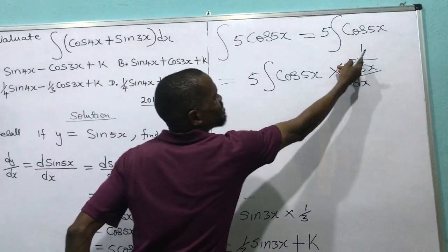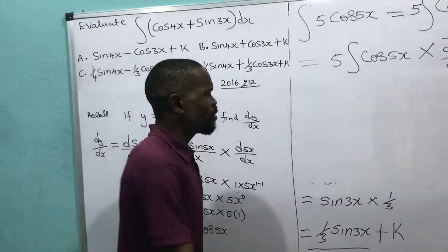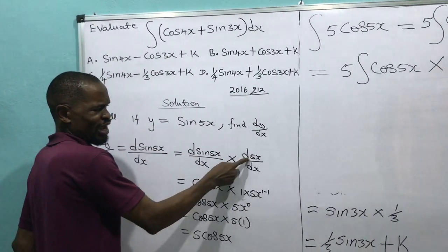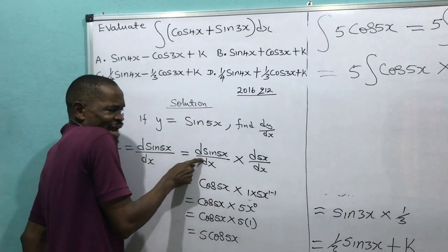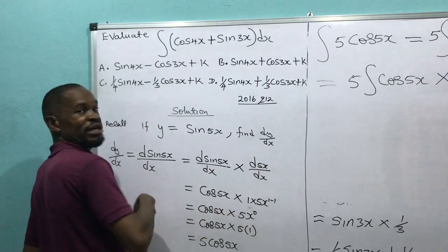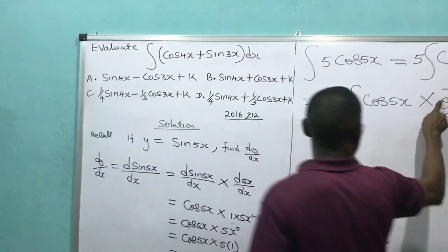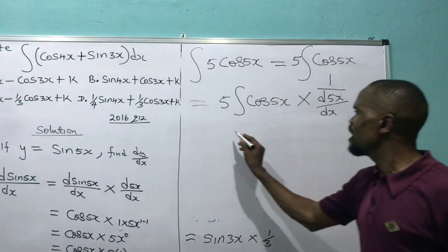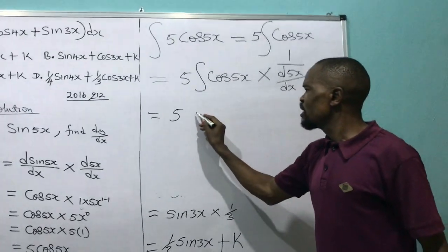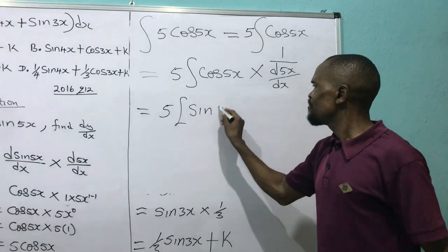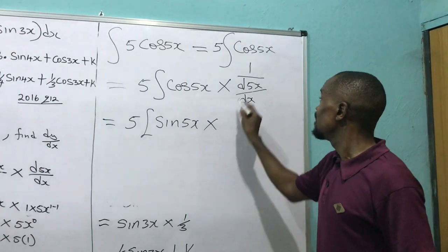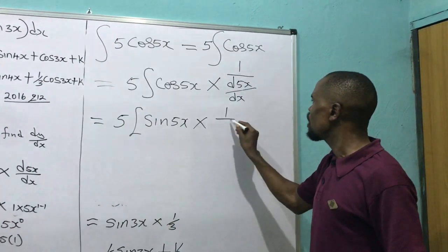Why is it 1? Follow me. Why do we put 1 in our formula? Look at our differentiation. We have differentiating the sine times the differentiation of the angle. So the inverse of this angle term will bring us back to where we are. That's the inverse, and that is what we are doing here in integration. So now looking at this, I will have 5, then integrating cos will give me sine 5x, times 1 over 5.